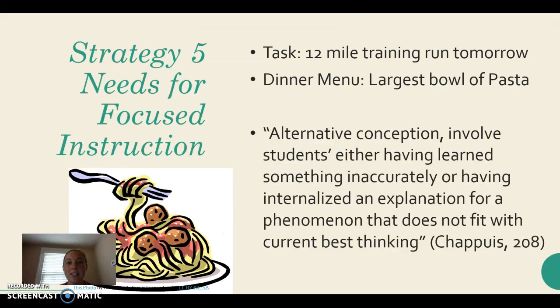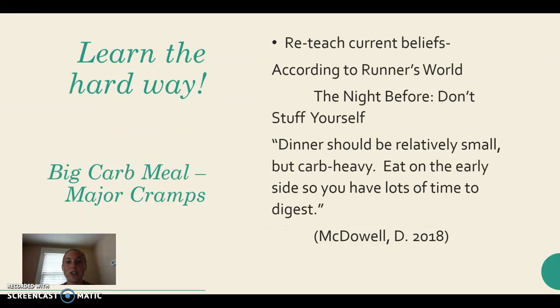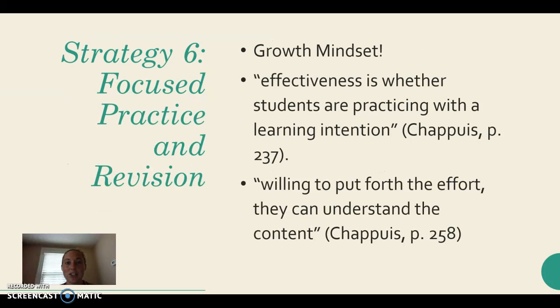In strategy 5, I need to think about anything that I've heard about a half marathon and dislodge this misconception. Misconceptions can stand in the way. For instance, on my first 12-mile run, I had the largest bowl of pasta the night before, thinking that all I should do is eat a bunch of carbs in order to run the longest race that I've run so far. However, this was a major no-no, and I got huge cramps the next day. According to Runner's World, dinner should be relatively small but carb heavy. Therefore, I need to dislodge this misconception about what I thought was true in the past.